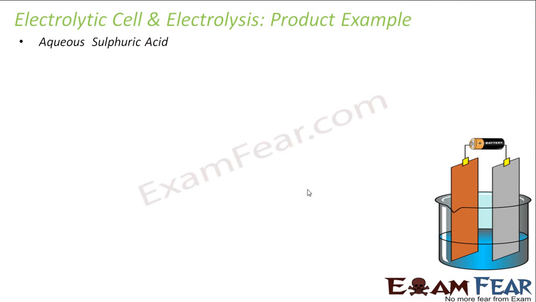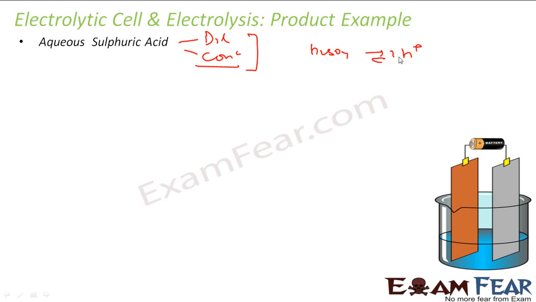Let's see with the sulfuric acid. It's aqueous sulfuric acid. It is not mentioned whether it is dilute or concentrated, so we'll see for both scenarios. Correct? Sulfuric acid, if you see, I have H2SO4 that will break into H plus and SO4 2 minus ions. Correct? So this is my anode, this is my cathode.